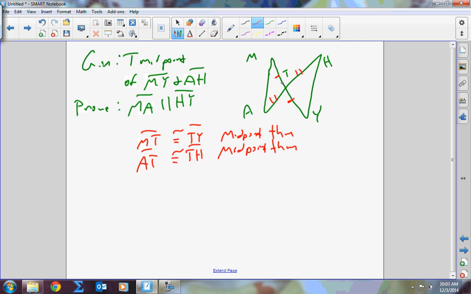What we do have is our good friend vertical angles here, there, and there. So I know that angle MTA is congruent to angle HTY because vertical angles are congruent. So my triangles are congruent because of side angle side.